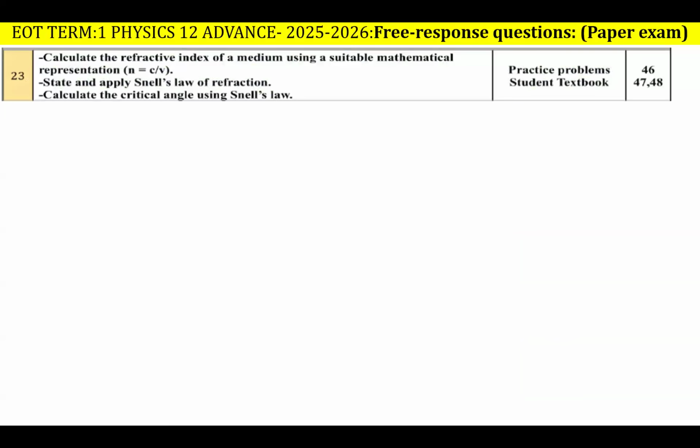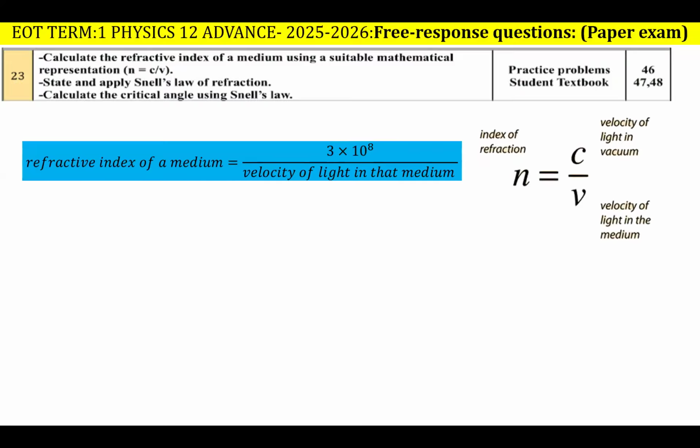The next one, calculate the refractive index of a medium by using a mathematical representation. So first of all, we can say the refractive index can be found by using the formula: refractive index of a medium is equal to speed of light in vacuum divided by velocity of light in that medium. This is the basic equation. It is a ratio. Refractive index is a ratio. It will give us how fast or how slow light is traveling in a medium compared to the speed of light in air. So the refractive index of a medium has no unit because it's a ratio.